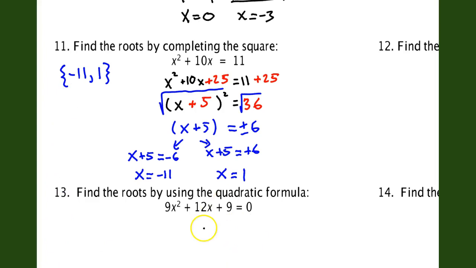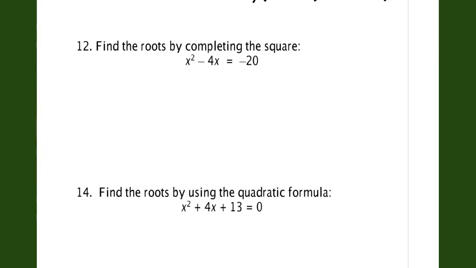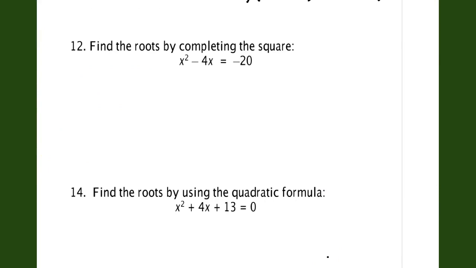All right, let's try another. Number 12, same idea, let's complete the square. Now you notice we're starting off with the c value on the right-hand side, which is useful. So if it's not already equal to the c value, you can always subtract that or add that and move it over, because usually these start with equal to 0.